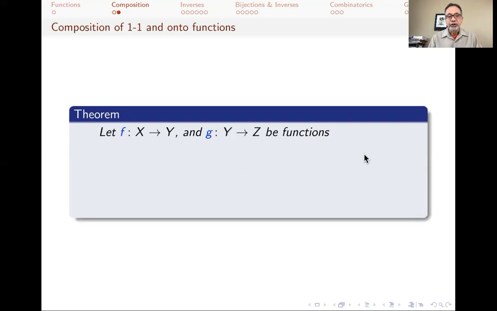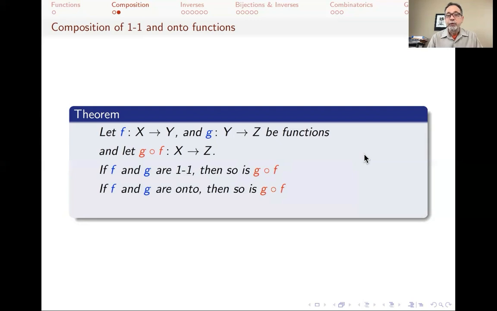In a previous lecture, we proved that if you have two functions, where the codomain of the first function is the same as the domain of the second function, then if both functions are one-to-one, so is the composition. And if both functions are onto, then so is the composition. And as a result, if both of the functions are bijections, so is the result. What's a bijection? Functions that are one-to-one and onto. Bijection is also called one-to-one correspondence.